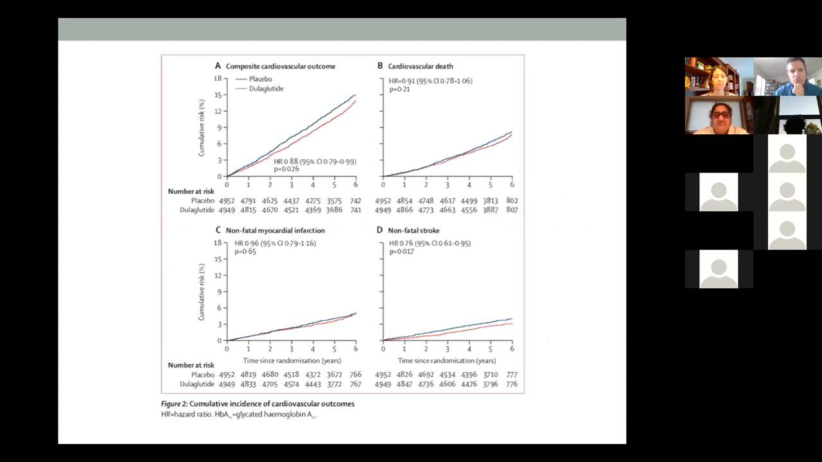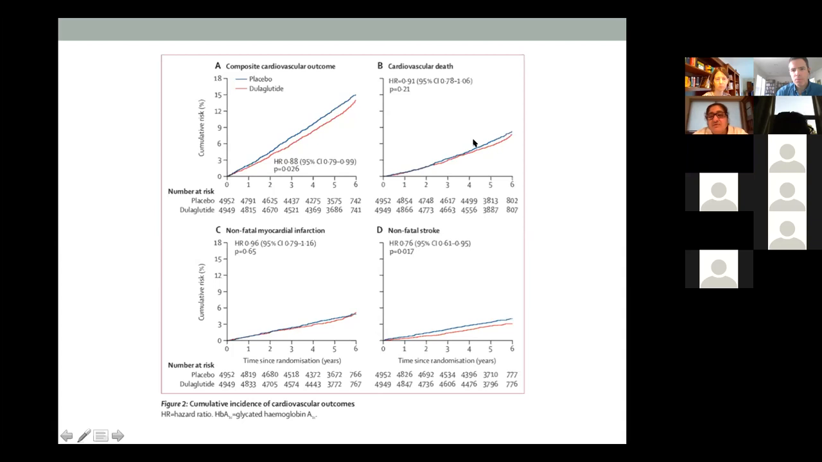And in this study, if you look at panel A, this is the composite cardiovascular outcome. That includes cardiovascular death, non-fatal MI, or stroke. It barely makes the confidence interval. If it crosses one, it's not significant, right? So it was 0.79 to 0.99. It's just 0.99. It barely makes that criteria. There was a reduction in the hazard ratio of about 12% in this combined cardiovascular outcome with the use of 1.5 milligrams per week of Trulicity.